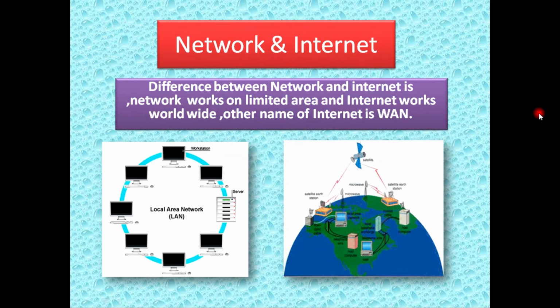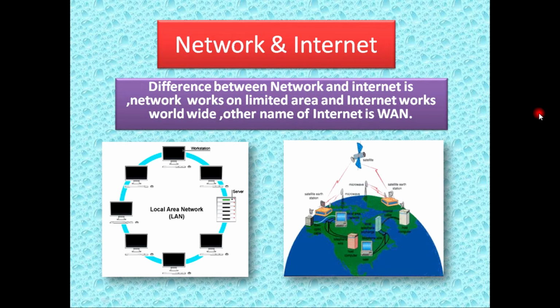Here just see the examples of network and internet. In the picture number 1, you can see a local area network. It's a connectivity on a small area. You can see here are some computers. 7 computers are connected with the main system. Main system is called your server. Through servers, all the computers can receive or send the data through the wires or central device.